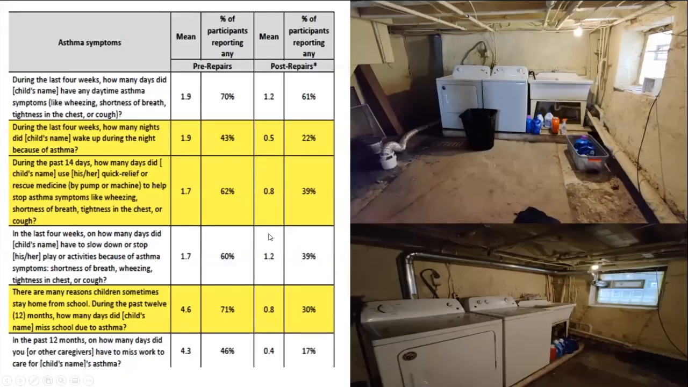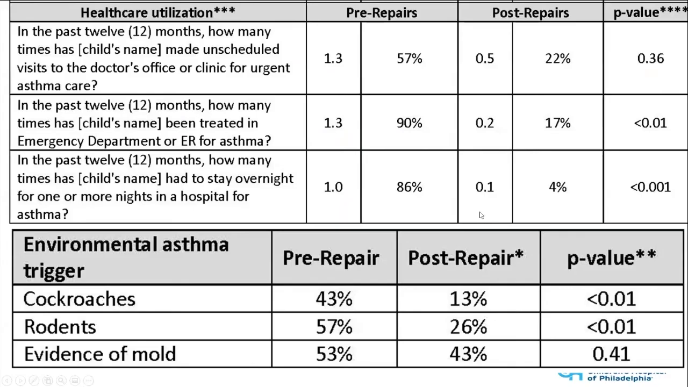So in terms of our results, we looked at symptoms, and you can see we saw a drastic reduction in nighttime wakening and using the albuterol inhaler, and then also in school absenteeism. This is an example of our basement repair. Basically, you can see this exhaust was going to a bucket, and so we vented it outside.